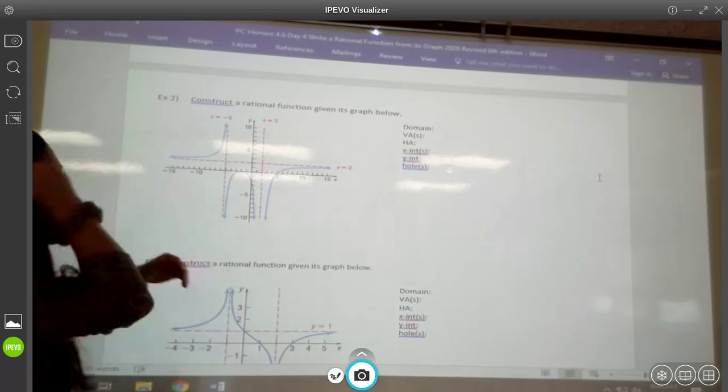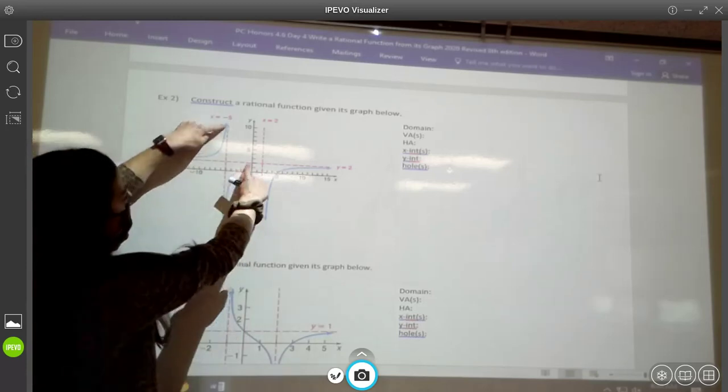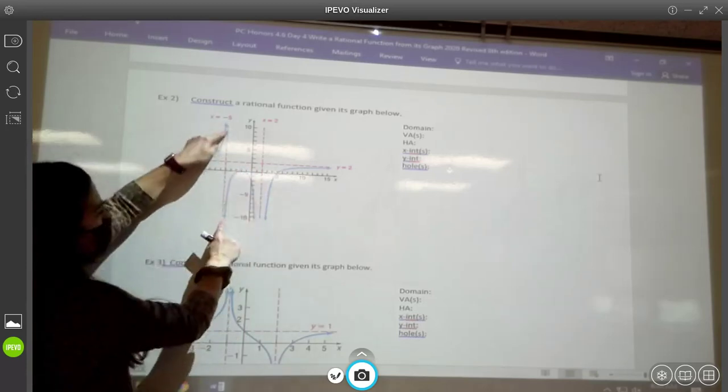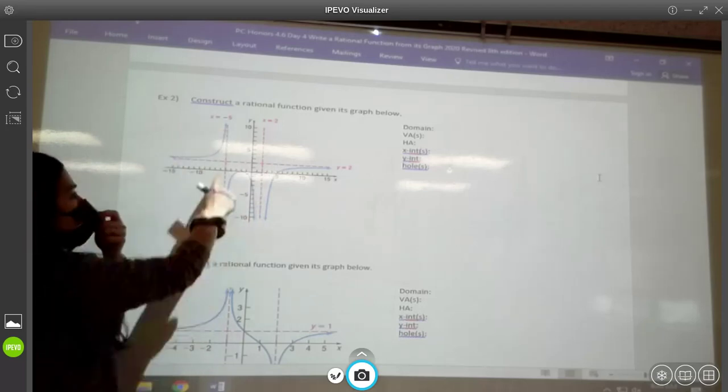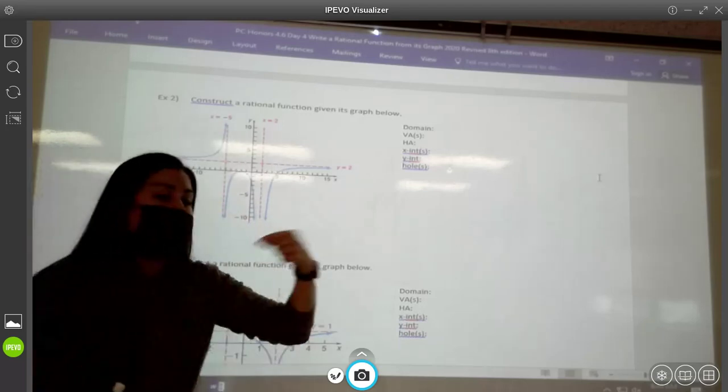But time out. You see how when x is negative 5, they approach opposite infinities as they approach this VA. So that means x equals negative 5 had odd multiplicity.